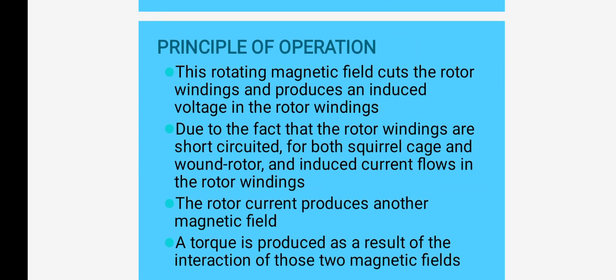Then what is the principle of operation of the three-phase induction motor? This rotating magnetic field cuts the rotor winding and produces an induced voltage in the rotor winding. Since the rotor windings are short circuited, for both squirrel cage and wound rotor, an induced current flows in the rotor winding. The rotor current produces another magnetic field. A torque is produced as a result of the interaction of those two magnetic fields.